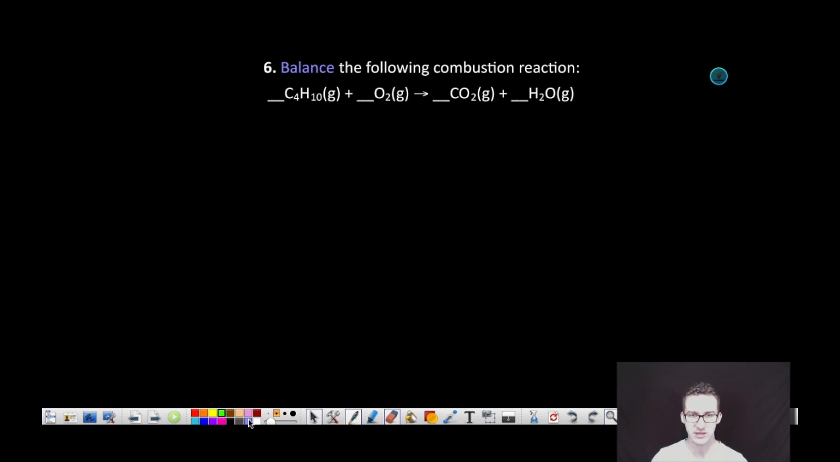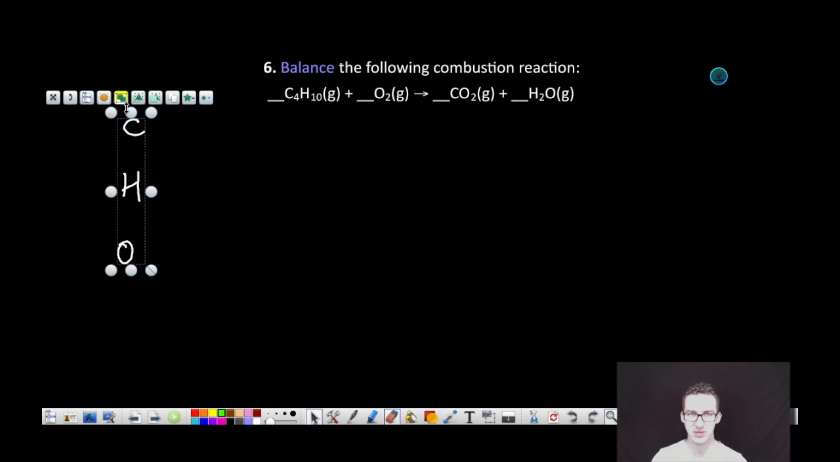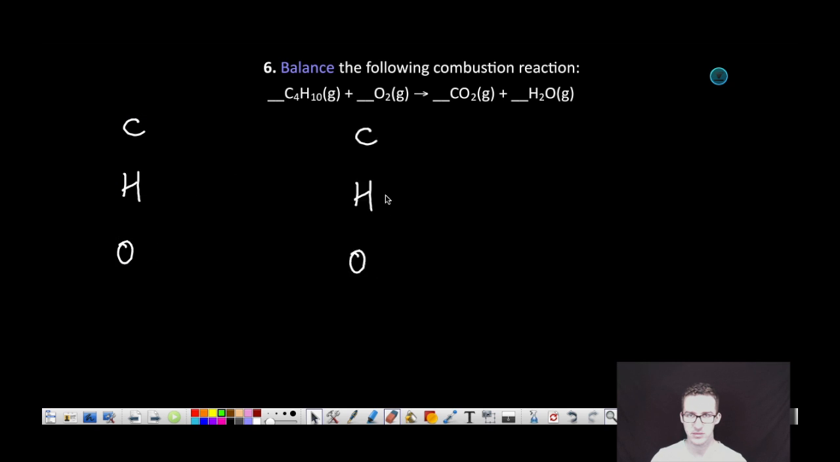You want to make a quick list of the elements that you've got on the reactant side, in this case carbon, hydrogen, and oxygen. Again, you want to make that exact same list in the exact same order on the product side. Next, just do a quick count to see how many you've got initially in the unbalanced chemical reaction. We've got 4, 10, and 2 on the reactant side, respectively, for carbon, hydrogen, oxygen.